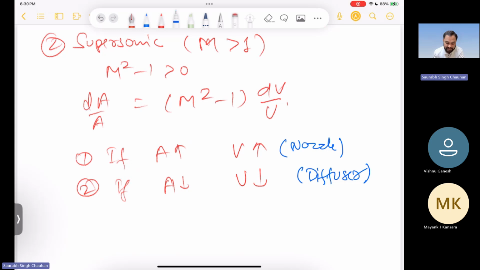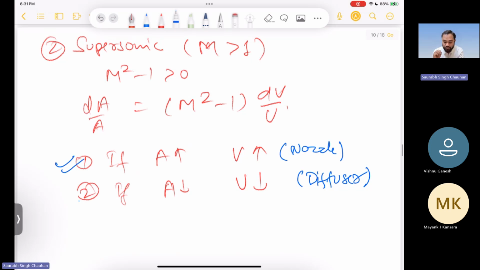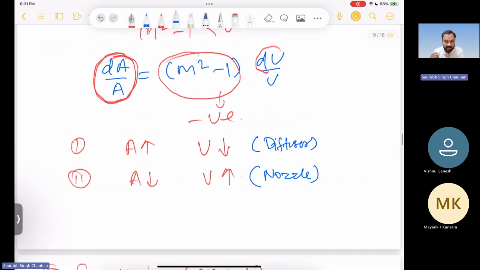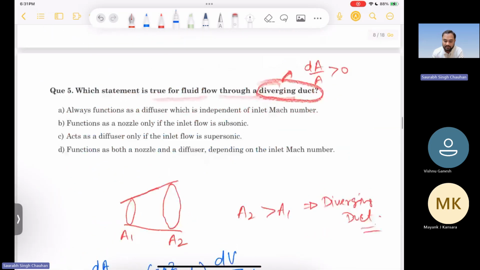For the supersonic regime, the area is increasing. It is a diverging duct. So for the supersonic regime, this will act as a nozzle, but for the subsonic regime, this will act like a diffuser. But here it is saying that it is independent of Mach number, so it is wrong. It can act like a diffuser as well as a nozzle depending on the Mach number.